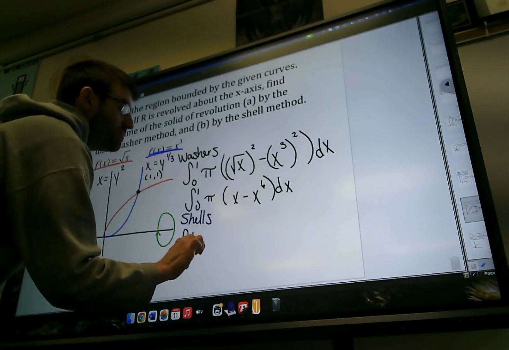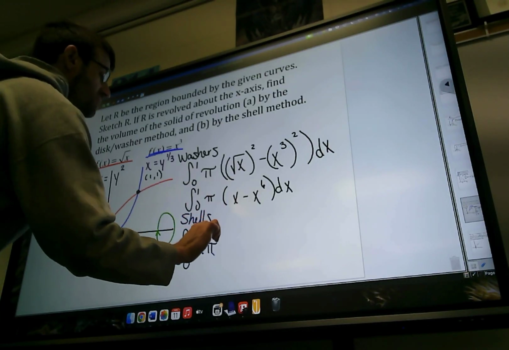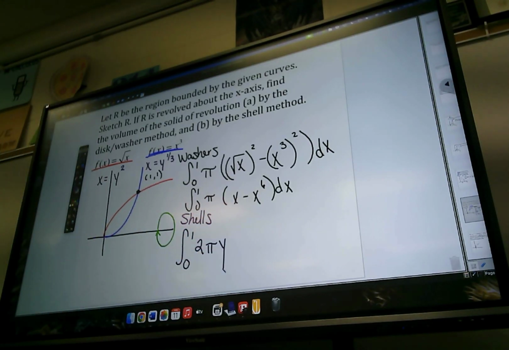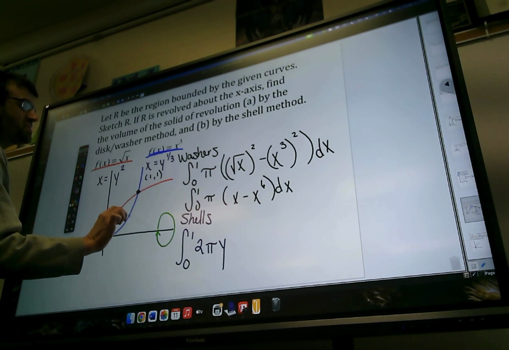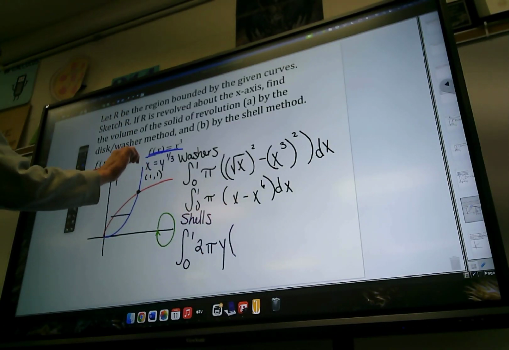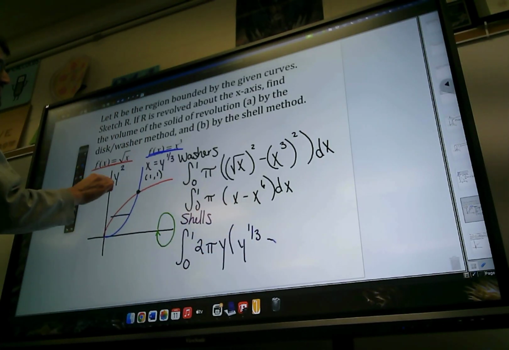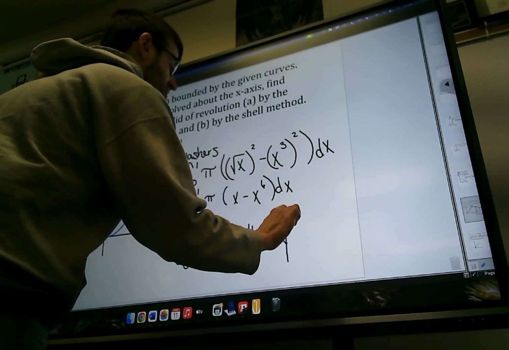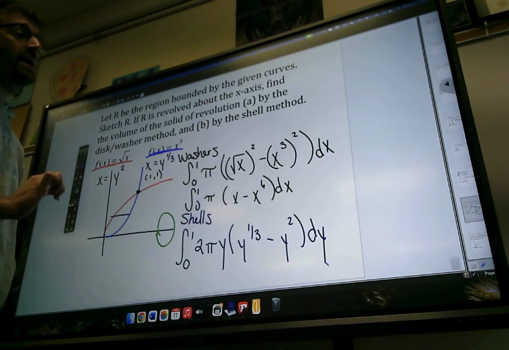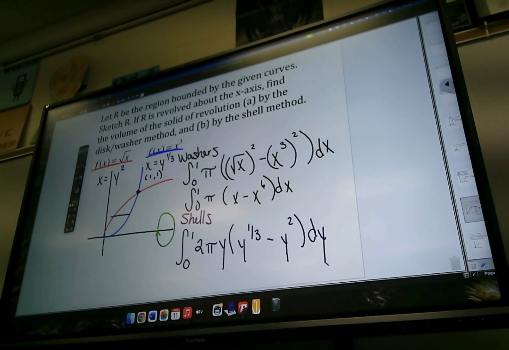But this is 2 pi. Now remember, these don't need squared. And this needs to be in terms of y. So that is y. Because remember, with shells, the cross section is parallel. This is going to be the rightmost function, which is the blue one. That is going to be y to the 1/3 minus the left one, y squared dy. Now, hopefully you can integrate those. Now, they are both revolved around the same axis, so they should be the exact same volume.